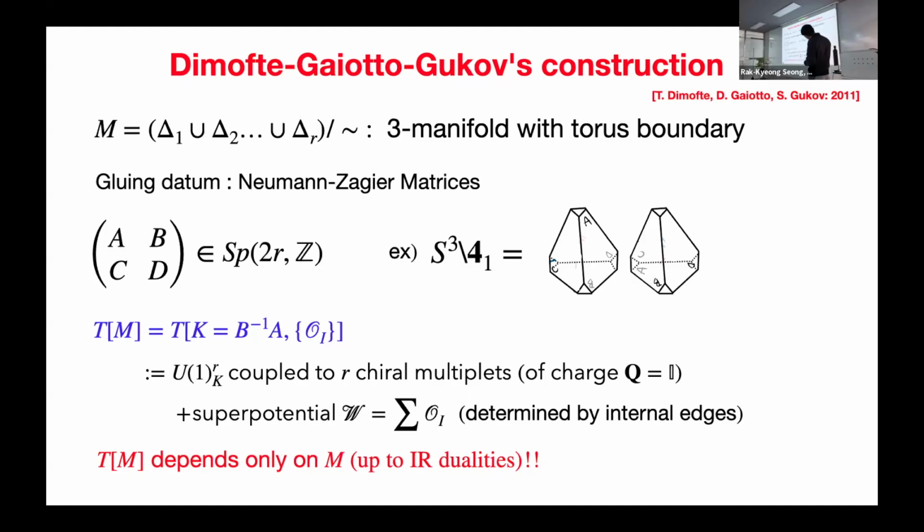And what is non-trivial is that this construction does not depend on any information other than the three-manifold. As I mentioned, this Neumann-Zagier data depends on some ideal triangulation and some other choices. But although the theory itself looks different, different choices will always give the same 3D theory if the three-manifold is the same. So a beautiful aspect of this construction is that T[M] only depends on the topology of the three-manifold up to some IR dualities.